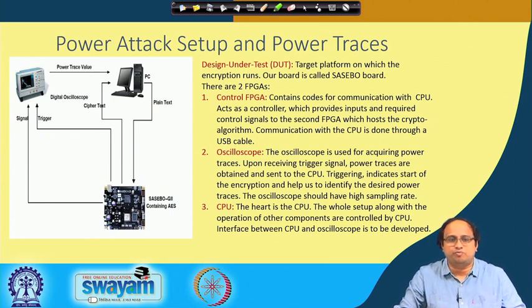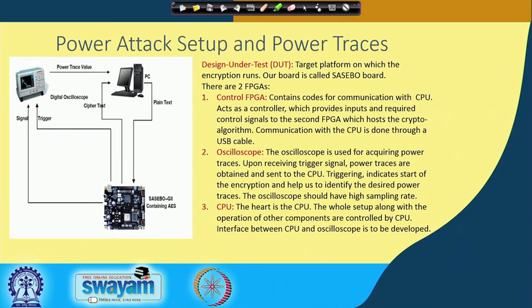Then the heart of this entire operation is the CPU. The CPU, or your computer, is where the whole setup along with the other components is synchronized. The PC provides the plaintext to your target board, and it receives the corresponding ciphertext, and at the same time it also receives the corresponding power trace. In a typical attack where you are not considering side channels, the attacker would probably have access to the plaintext and definitely the ciphertext. But here you also observe the side channel information, which is the power trace value, the power consumption trace.